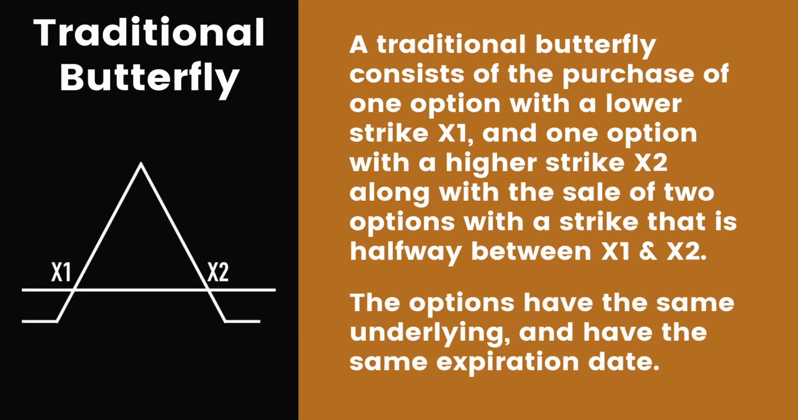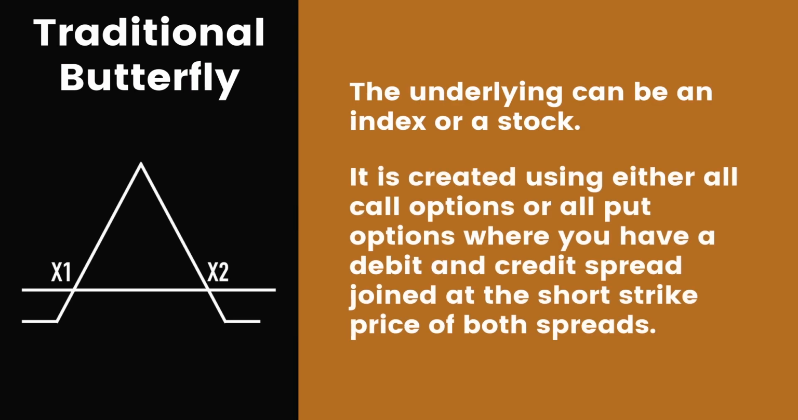A traditional butterfly spread consists of the purchase of one option with a lower strike price x1 and one option with a higher strike price x2, along with the sale of two options with a strike price that is halfway between x1 and x2. The options have the same underlying and have the same expiration date. The underlying can be an index or a stock.